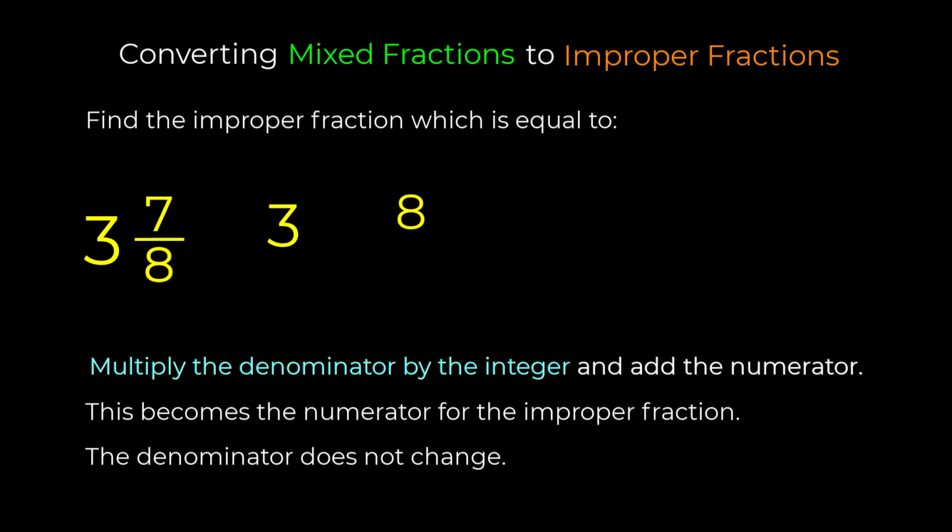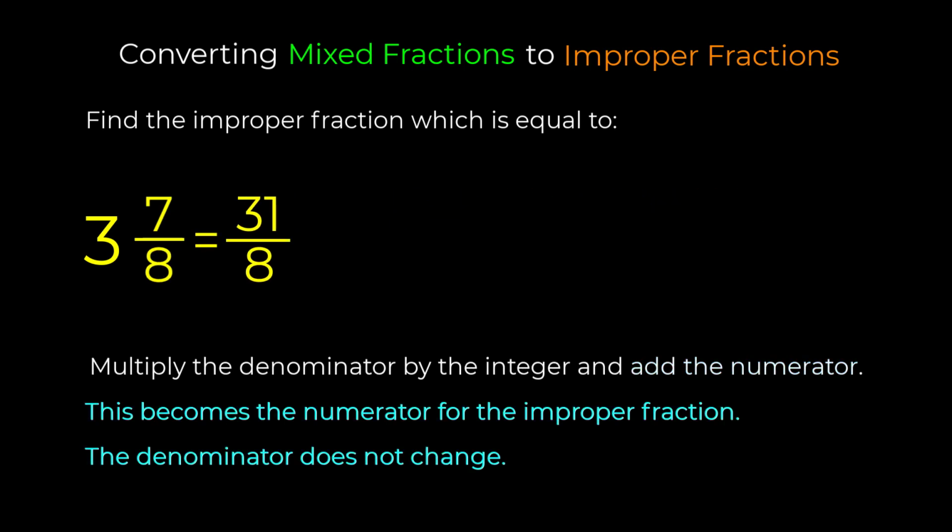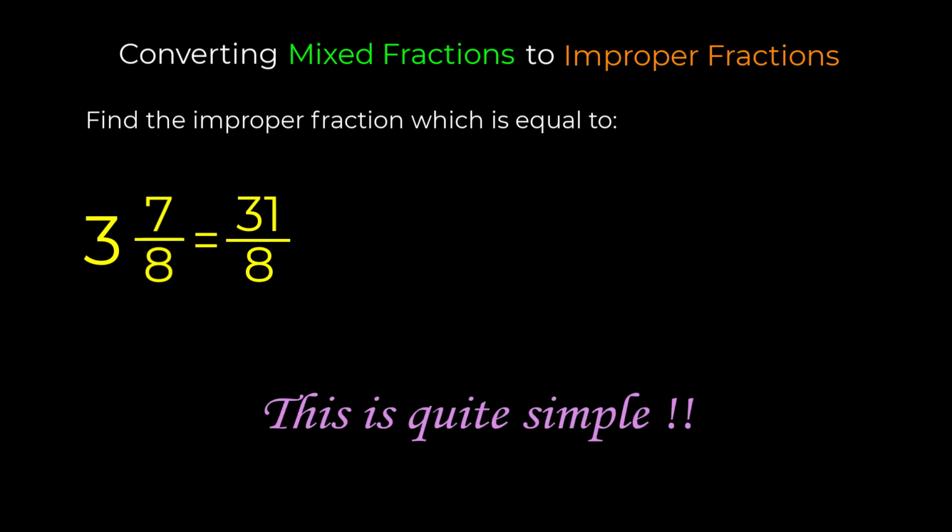First, multiply the denominator by the integer portion of the mixed fraction. We have 8 times 3 equals 24. Then add the numerator. 24 plus 7 is 31. The improper fraction is 31/8. How did you do? This is quite simple.